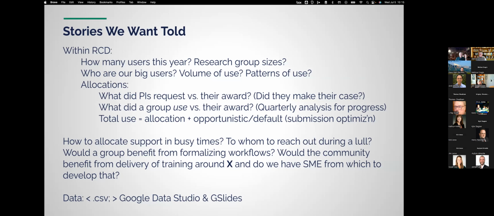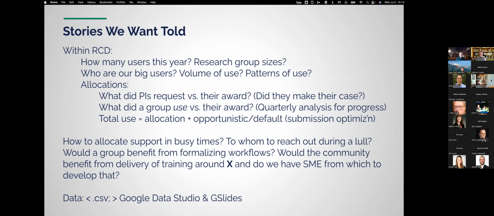What did the group use versus their award? So sometimes they're awarded, say, 50 GPU years, and at the end of the year, you look and they've only used 25. It's going to be hard for them to make a case the following year to get 50 or more again. We analyze this quarterly to determine progress because it's always good to check in with someone who's way behind. We don't want them thinking that they're going to get 500 core years all in the month of March. Our allocation year runs April to March.